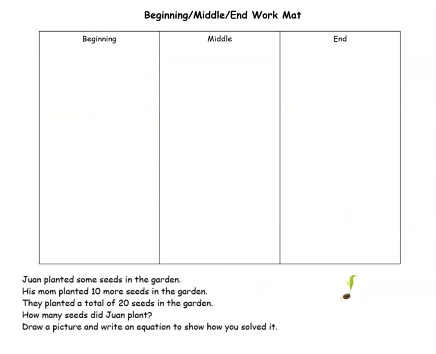So Juan planted some seeds in the garden. His mom planted more seeds in the garden. They planted a total of some more seeds in the garden. How many seeds did Juan plant? So what's happening in the beginning? Juan planted seeds. So these would be the seeds that Juan planted.